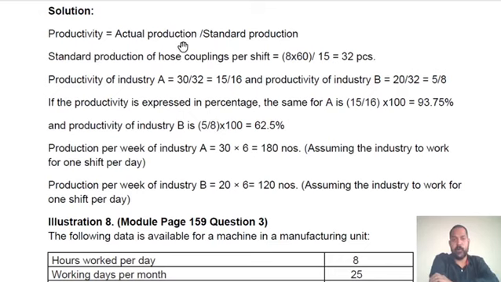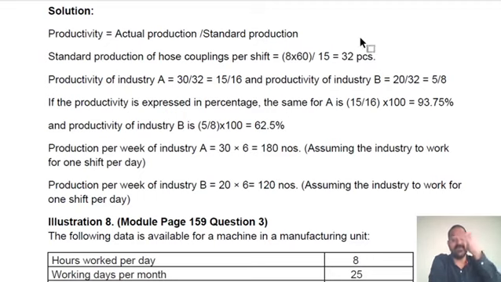Solution. Productivity, actual upon standard. Don't remember it as a formula. If you remember it as a formula, you will goof up at some point in time. Standard production of the hose coupling per shift of 8 hours is 8 into 60 divided by 15.